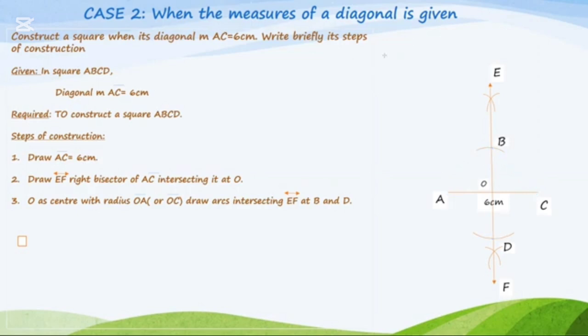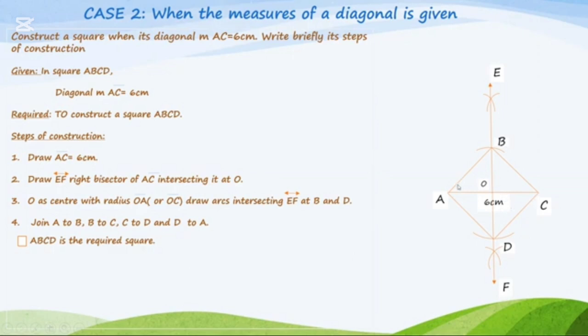Here you get finally the last step of construction. Join A to B, B to C, C to D, and D to A. So square ABCD is our required square.